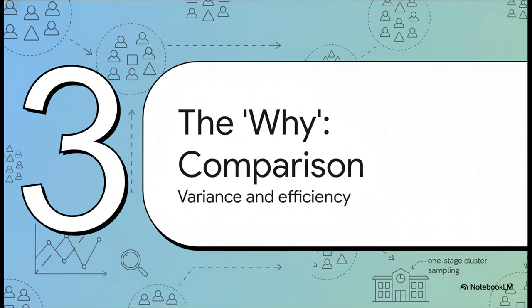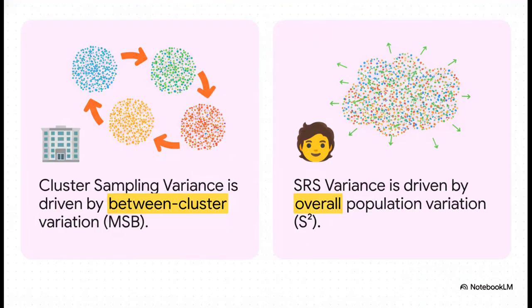I mean, how did its precision stack up against just taking a simple random sample of 20 students from across the whole dorm? Well, to answer that, we've got to look under the hood at the variance for both designs. On the left, you can see that the variance for our cluster sample is driven by something called the mean square between, or MSB. Just think of MSB as a measure of how spread out the averages of the different clusters are from each other.